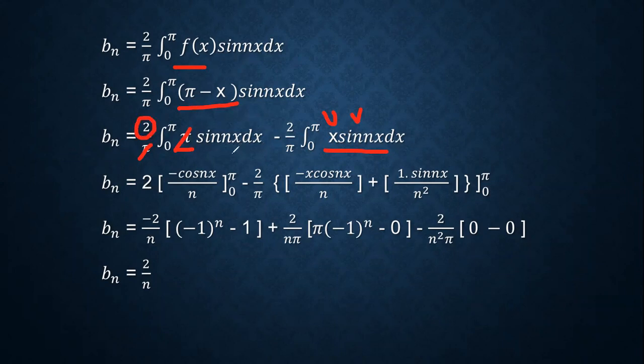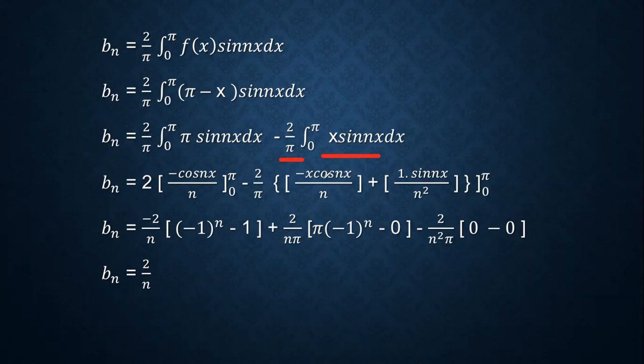2 into integration sign minus cos nx by n. Limits are 0 to pi. So if you see here, after applying the UV rule, you will get the first term as minus x cos nx by n, because we did this UV rule for different problems previously. Just practice this one. If you don't get it, you can ask me.